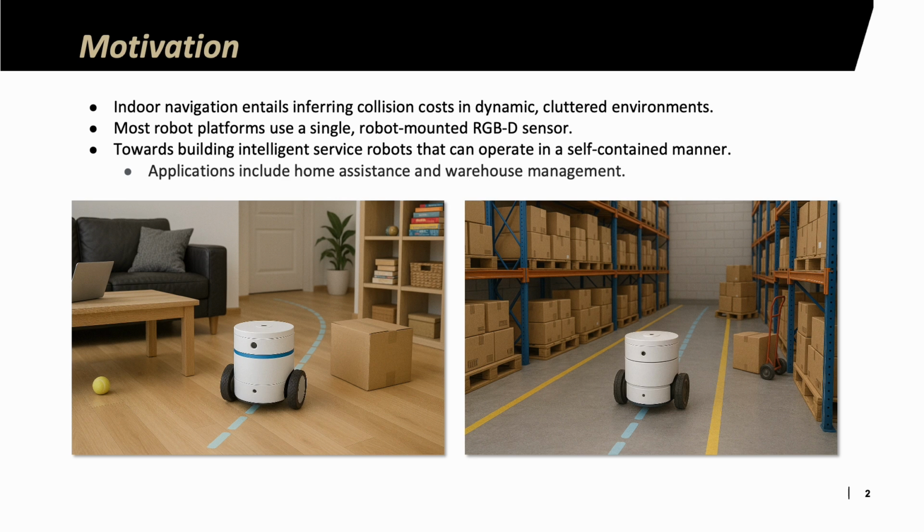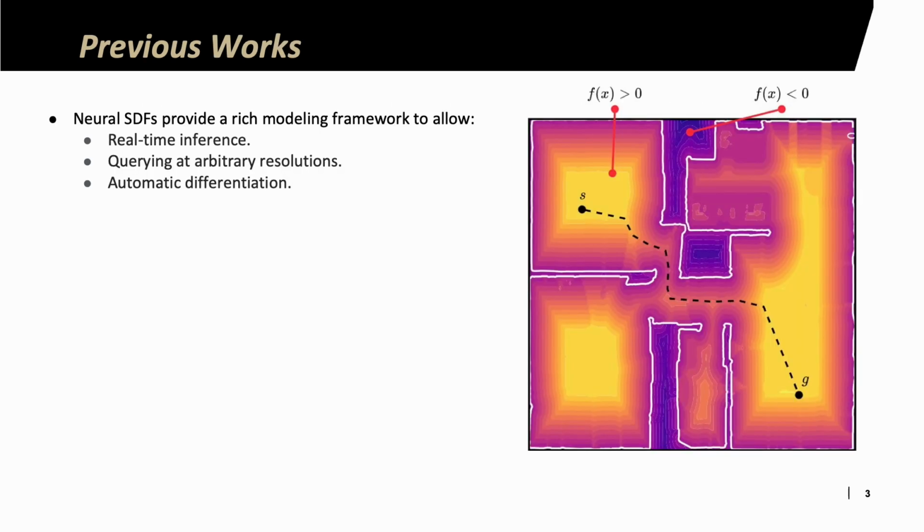It becomes particularly challenging when we limit our setup to only a robot mounted visual sensor. As challenging as the task may be, this opens up a broad range of applications including home assistance and warehouse management. Previous works have tackled the problem in different contexts. We focus on building upon the rich framework of sign distance fields.